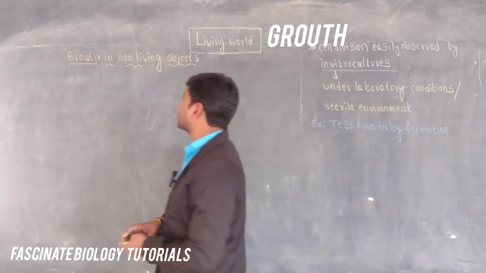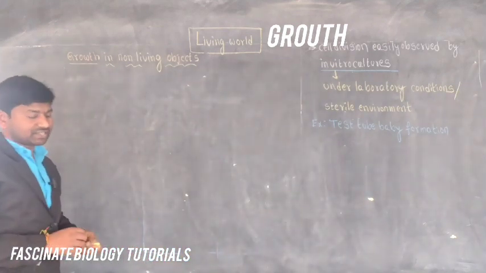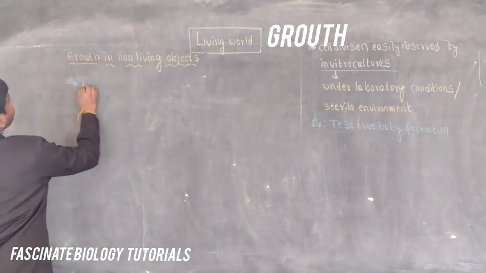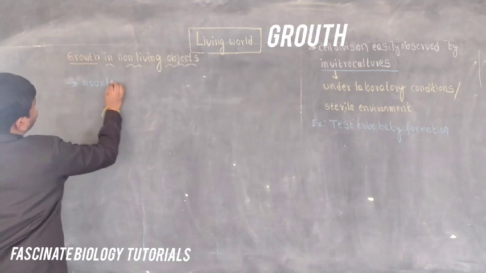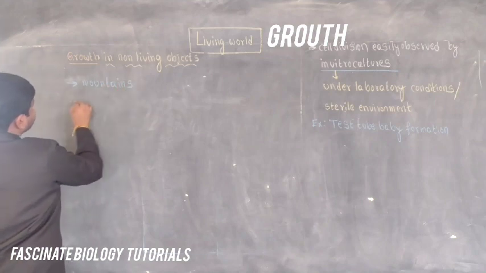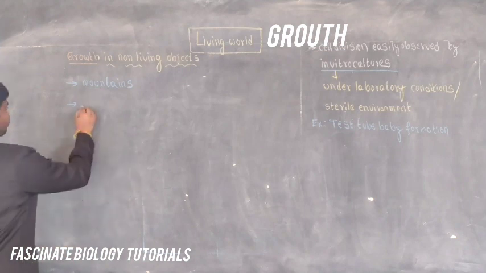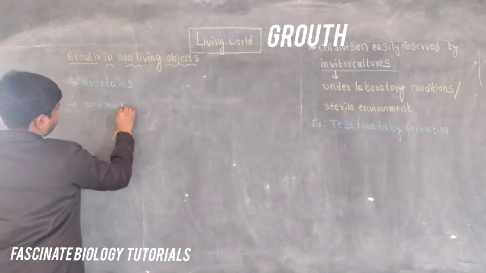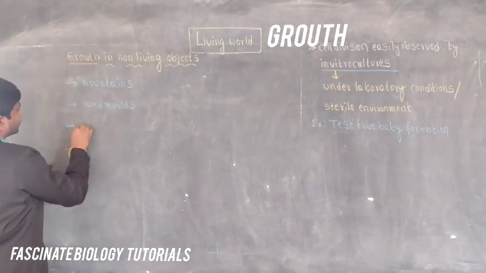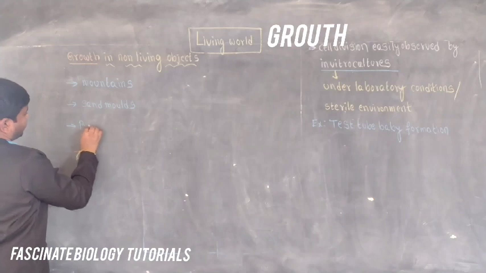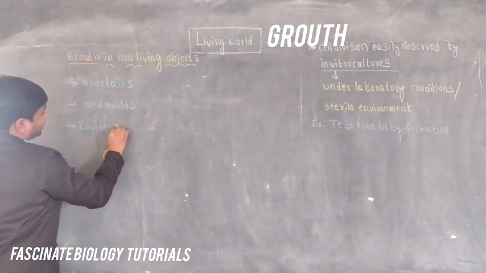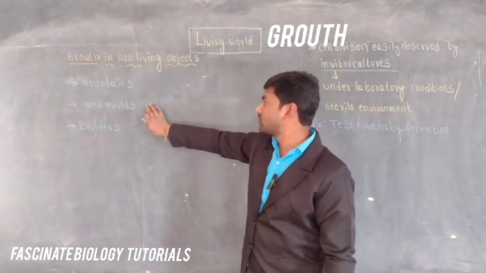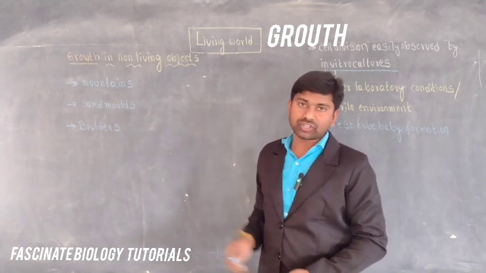The best example is that growth is also observed in non-living objects like mountains. Mountains also grow. Next, the second one is sand mounds, and third one, boulders. These three non-living things are able to grow: mountains, sand mounds, and boulders. How is it possible?